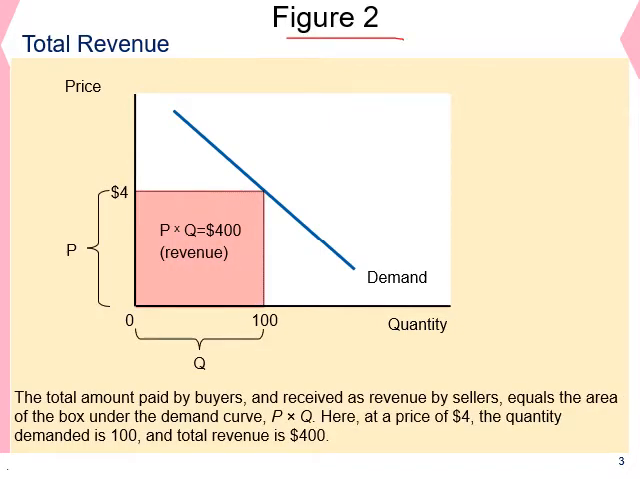Figure 2 displays total revenue. Total revenue is the total amount paid by buyers and received as revenue by sellers, and it's equal to the area of the box under the demand curve, P times Q. So here the price equals $4 and the quantity demanded is 100. So the total revenue is 4 times 100, which is 400. You can see that the total revenue is this area right here. In that sense, it's a price of 4 times quantity demanded 100, which is 400.